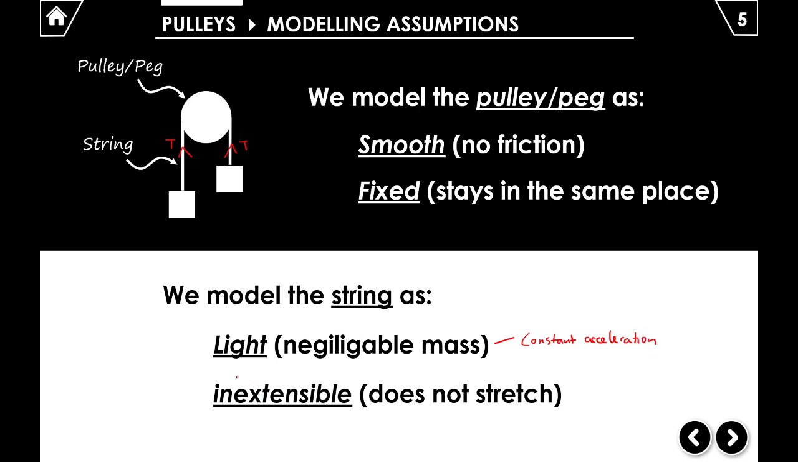And the second assumption we make is that the string is inextensible. With the string being inextensible, that just means that the distance between the two objects stays the same all the time. So if this drops down by, say, 10 centimeters, this one will move up by 10 centimeters. Sorry, that's not true. They don't stay the same distance apart, but the length of the string stays the same. But they do travel with the same velocity at all times, whilst they're attached to the pulley.